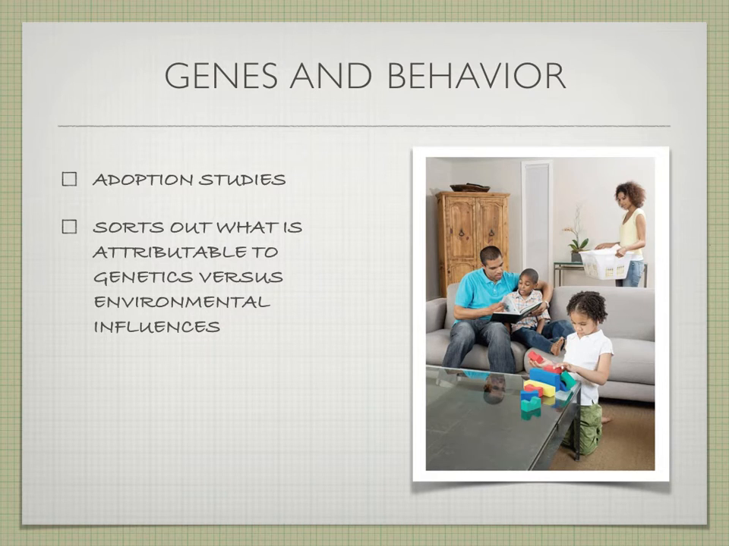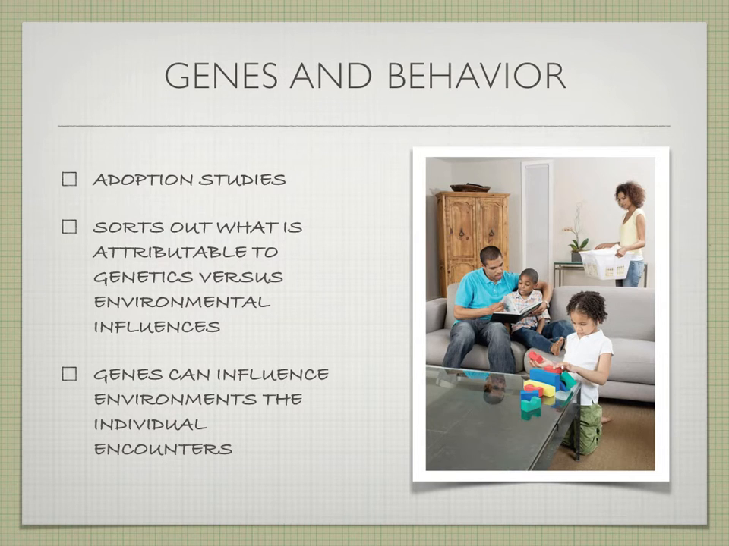So we can look at an adopted child and we can look at how they are similar to their adopted parents. That would be the environment. That would be the nurture. Versus we can look at how they're similar to their genetic parents. And that would be the nature. That would be the genes. And so again, adoption studies help us start to parse that apart.